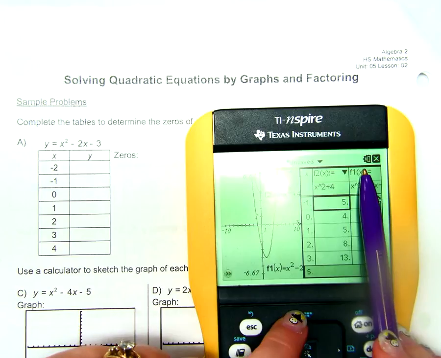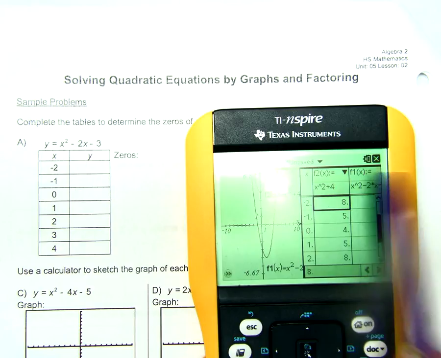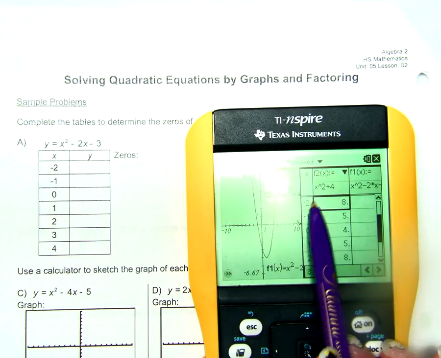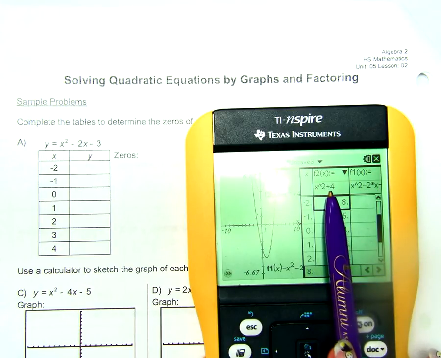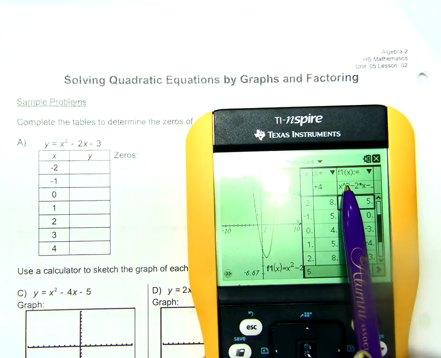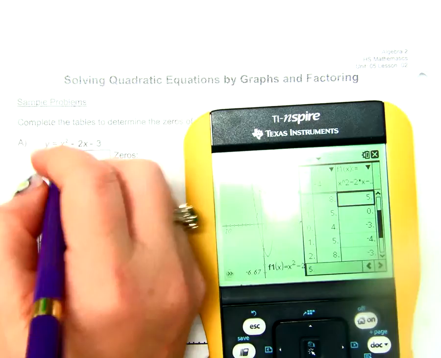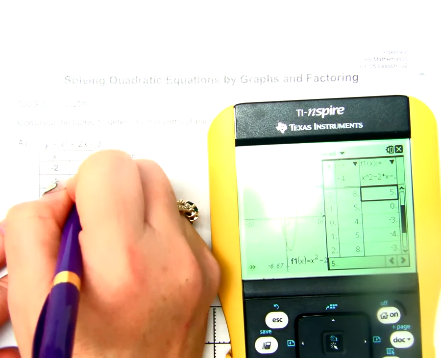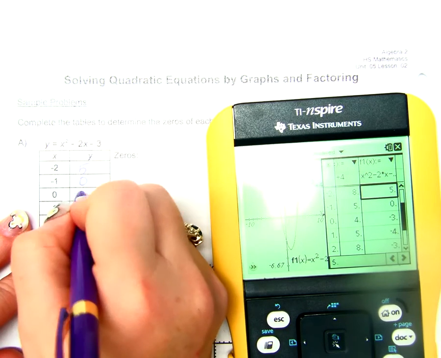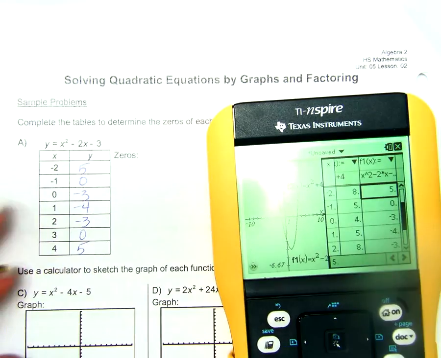So if I arrow up so I could get to -2. Oh, sorry. We're looking at just the second one. That's weird. They have f of 2 here and f of 1 here. Strange. Okay, so 5, 0, -3, -4, -3, 0, and 5.